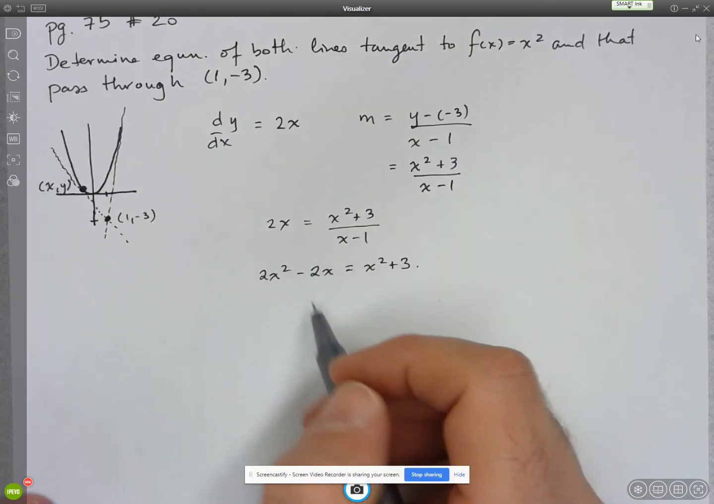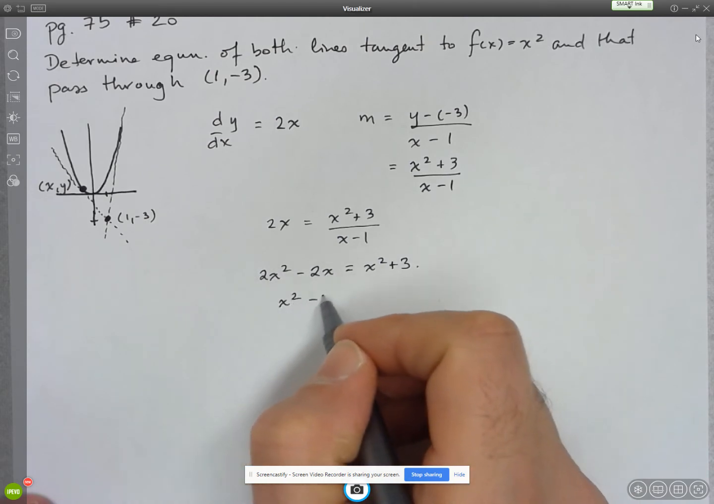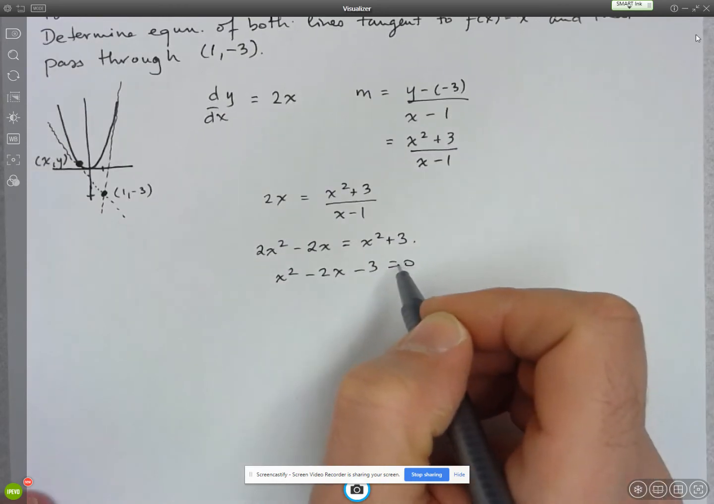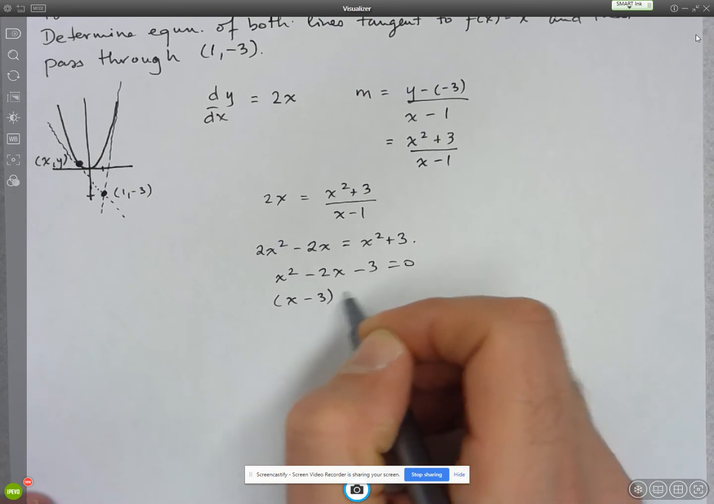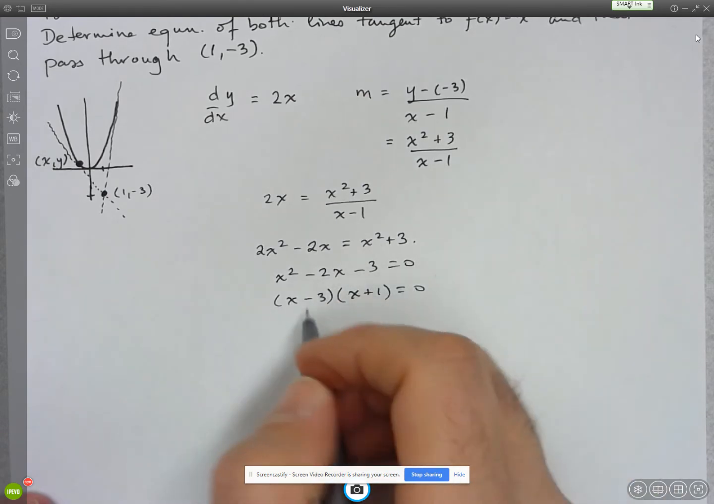So I'll bring everything to the left side. So 2x squared minus x squared is x squared. Here I've got my minus 2x, and this is going to become minus 3 equals 0. And even better, this factors pretty nicely. So it's going to be (x minus 3)(x plus 1). Okay, so that means the x values.